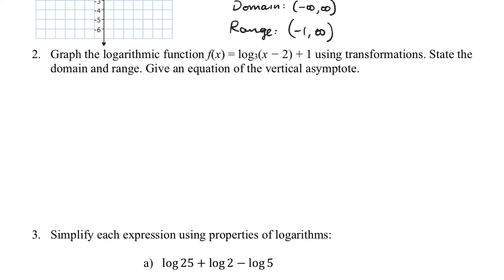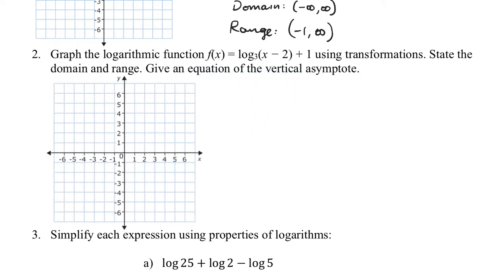Question 2 is from section 4.3, graphing logarithmic functions. Very similar in how we graphed exponential functions, but logarithm, remember, is the inverse of an exponential. So with exponential functions, recall the first thing we did was locate the horizontal asymptote. So for logarithmic functions, the first thing we would do is locate the vertical asymptote.